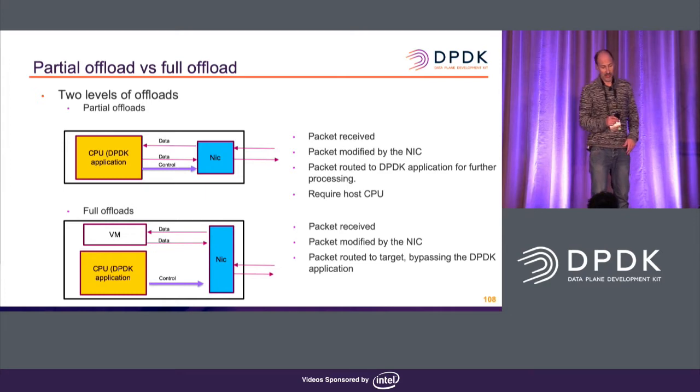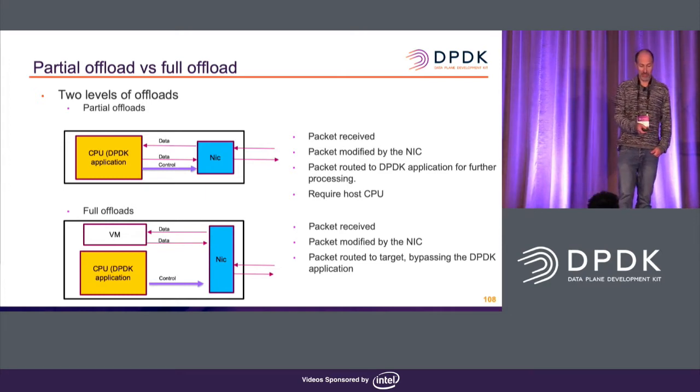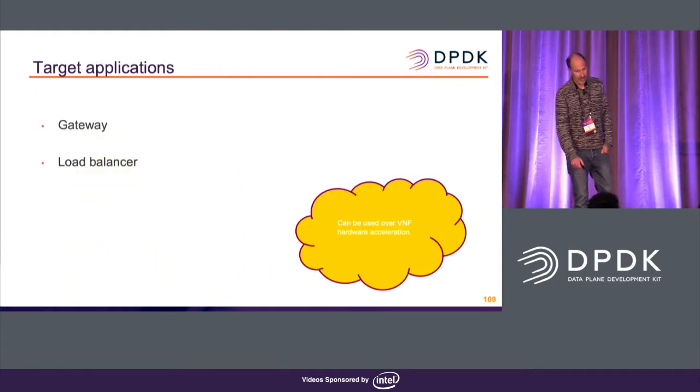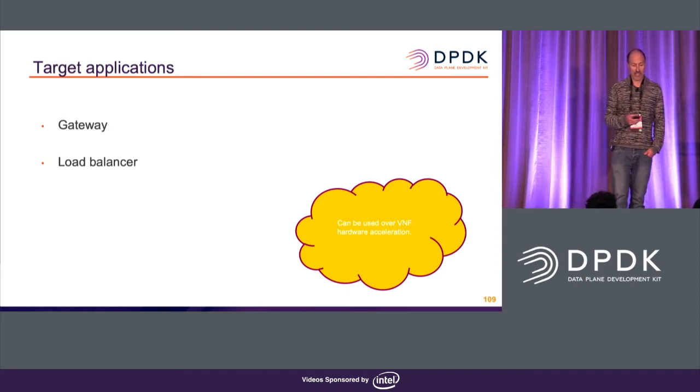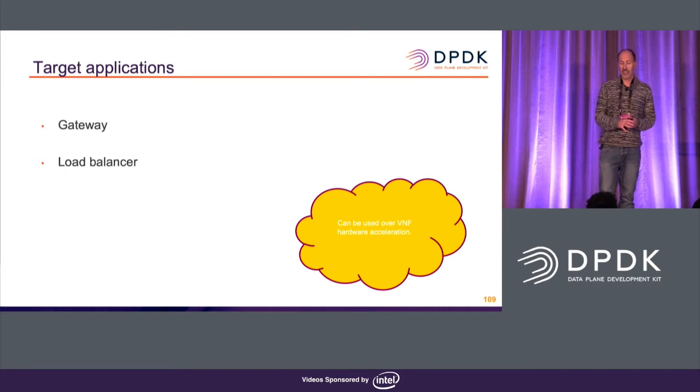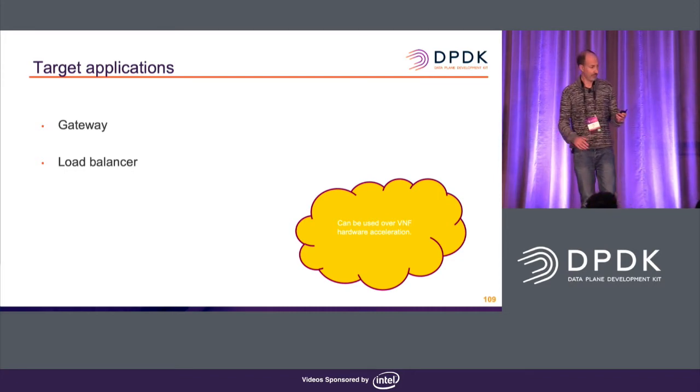Please note that we are losing some control or visibility when using full offload. We can add a counter, for example, in the RTE flow and then query to see if the flow is hit or not. But basically, we are losing visibility of the traffic. Target applications for such a feature are, for example, a gateway or load balancer. Both of those kinds of applications receive traffic, modify the header fields, and send it back to the wire.